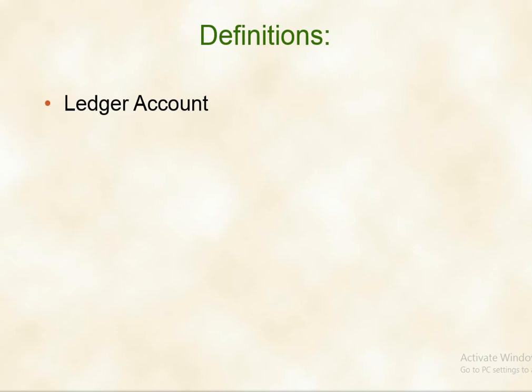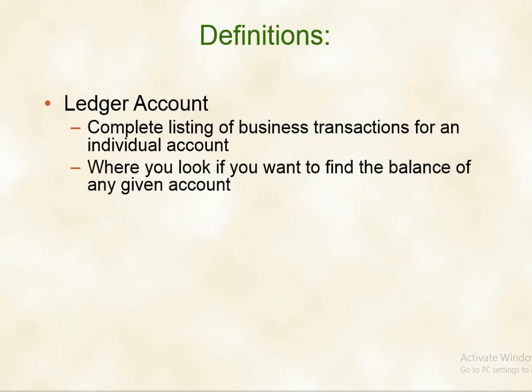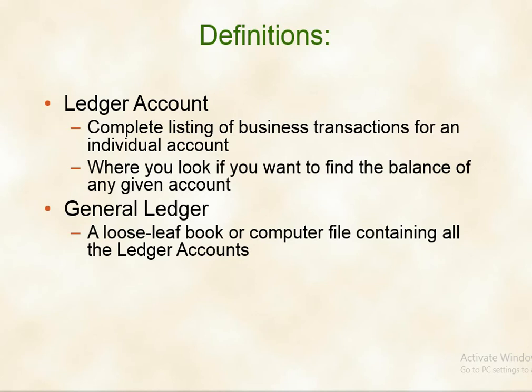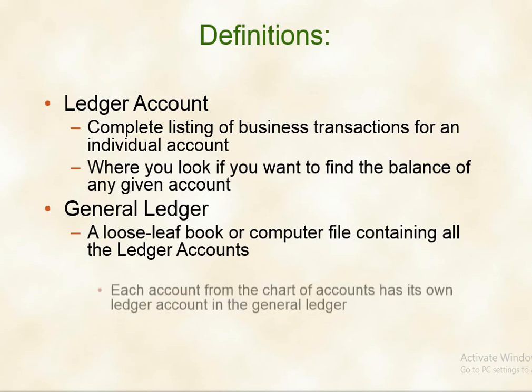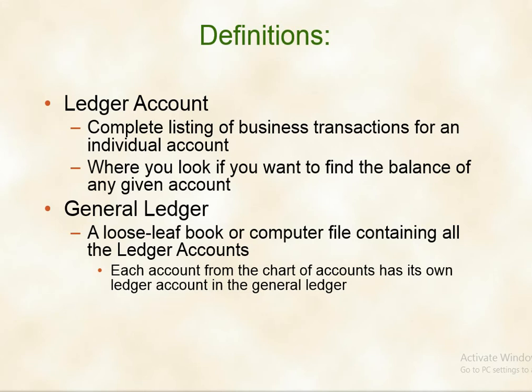Definition: ledger accounts, a complete listing of business transactions for an individual account. Many times I have discussed that this is the classified record of your business transactions, which in technical terms we call the ledger. It is the second step after journalizing, where you find the balances of any given account. Here in ledger accounts we are determining the net balance. General ledger, right? A loose-leaf book or a computer file containing all the ledger accounts. Each account from the chart of accounts has its own ledger account in the general ledger. What is the chart of accounts?